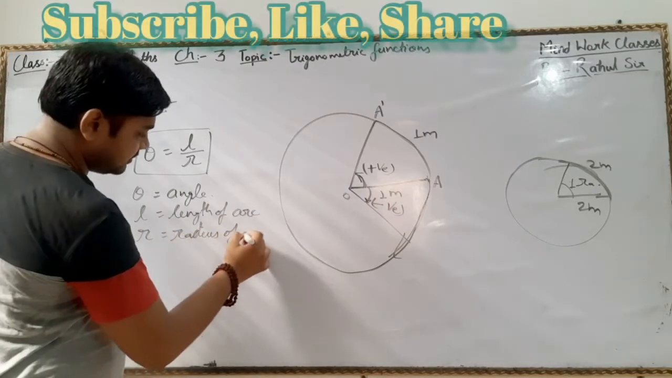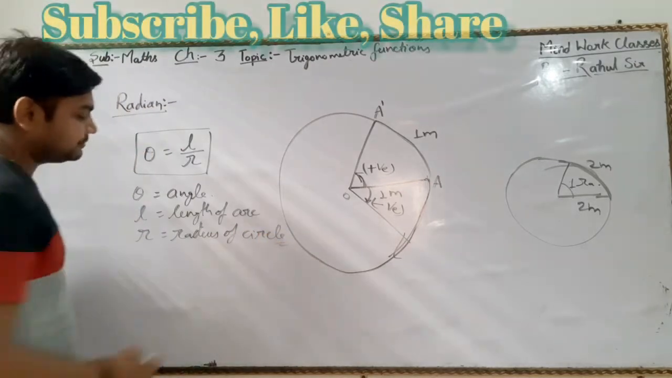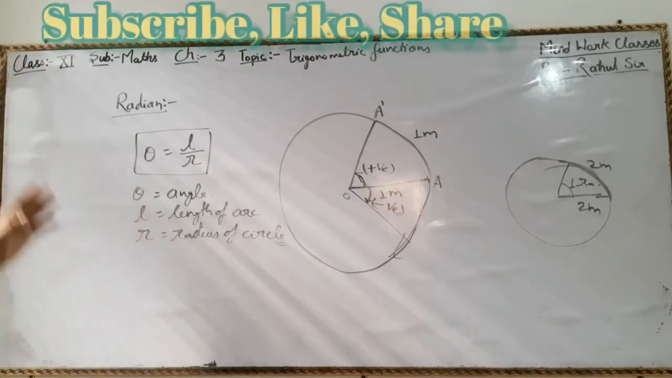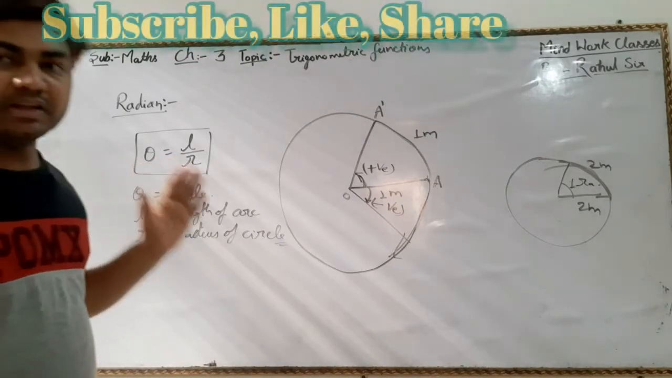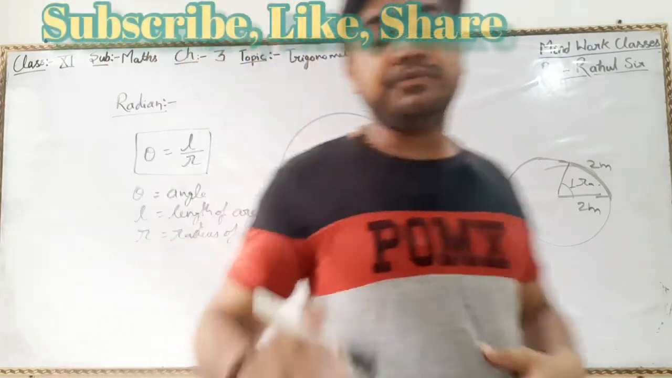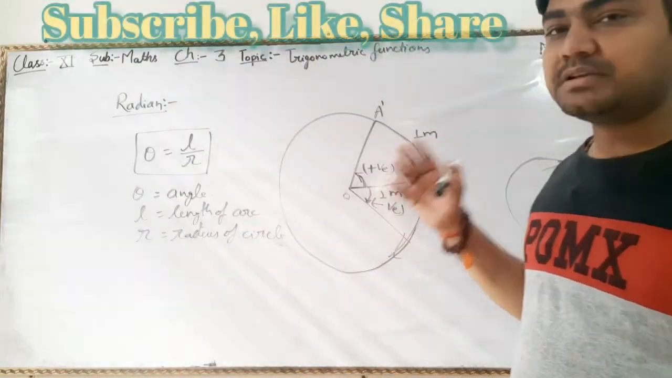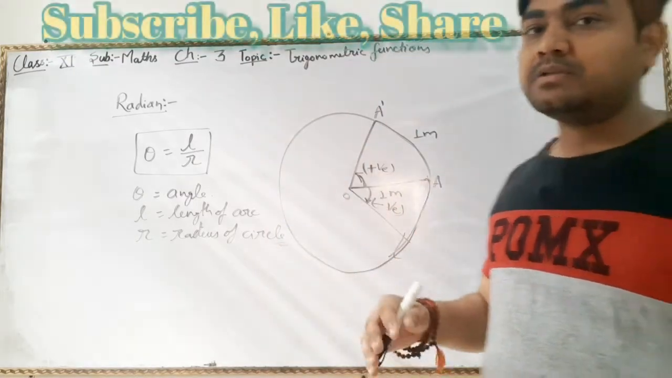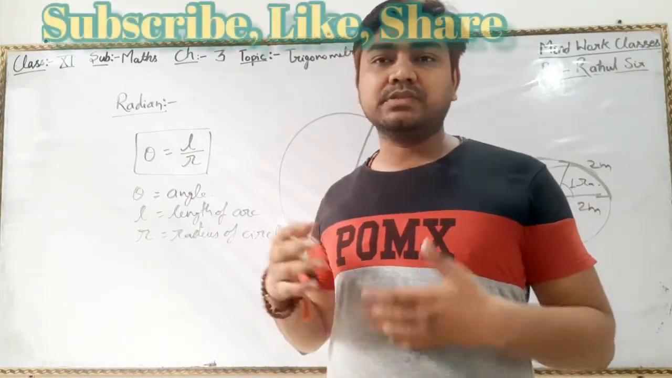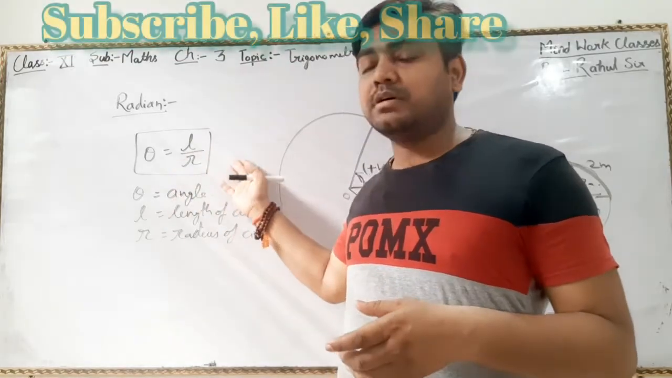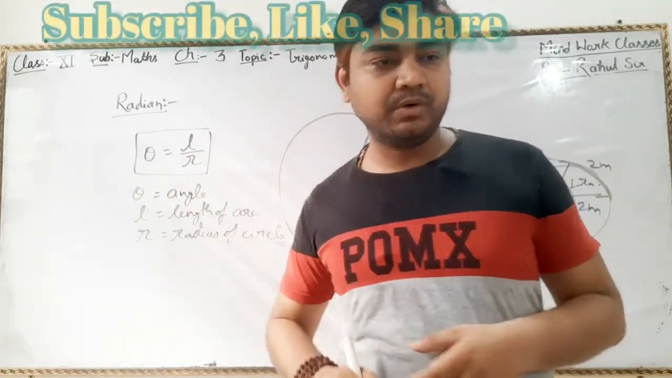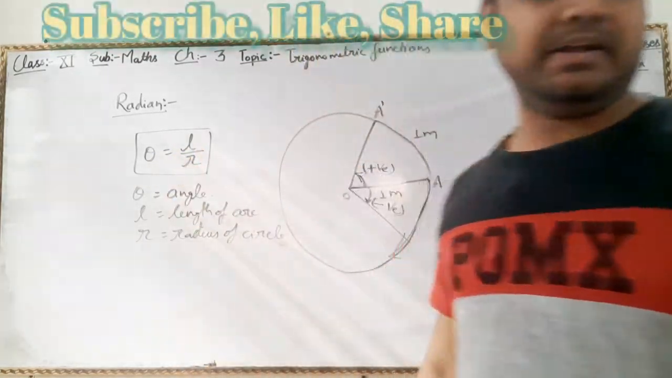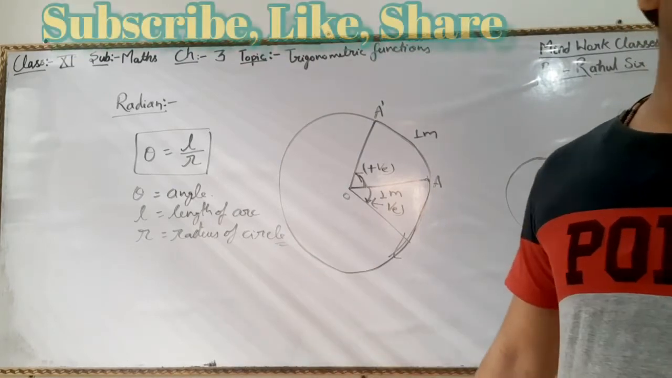This formula is very important, because it will be used here and also in your future classes. If you study further, you will find this formula very useful. Whenever you come across any circular motion, this formula will be useful. So we have angle equal to arc upon radius. We already know this formula, I think.